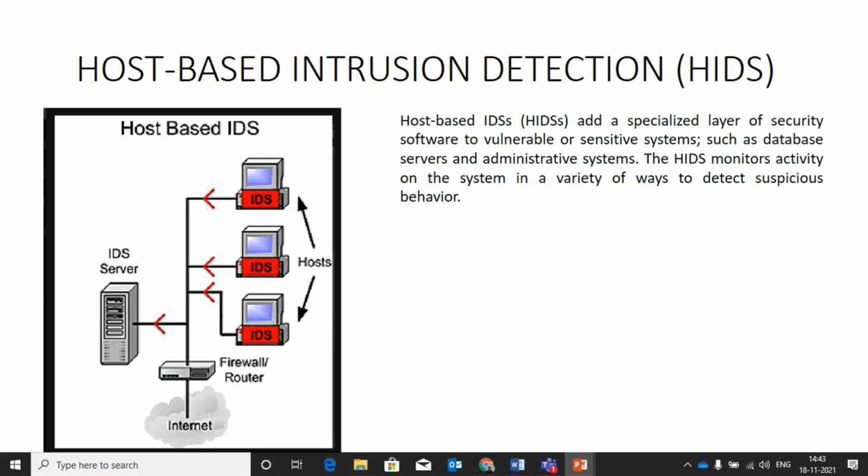Now after that, the next thing is the analysis approach: which approach we have to use, and what pattern? We have two different patterns. One is the host based intrusion detection, HIDS, and another is the network based NIDS. HIDS basically adds a specialized layer of security software to vulnerable or sensitive systems. It is basically used to protect our individual data, like servers. Basically, this scheme will work with the servers.